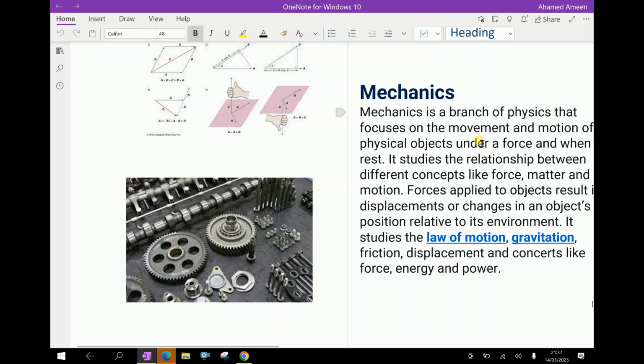Mechanics. Mechanics is the branch of physics that focuses on the movement and motion of physical objects under a force and when at rest. It studies the relationship between different concepts like force, matter, and motion. Forces applied to objects result in displacements, or changes in an object's position relative to its environment. It studies the laws of motion, gravitation, friction, displacement, and concepts like force, energy, and power.